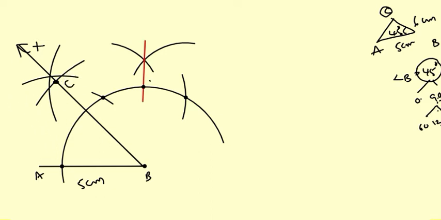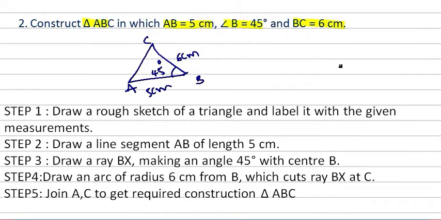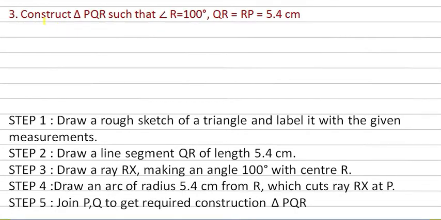Now join A to C to get the required triangle ABC. Now the length of B to C is 6 centimeter and angle B is 45 degrees. It is the required construction, and these are the construction steps for this diagram. Let's continue with the third question.